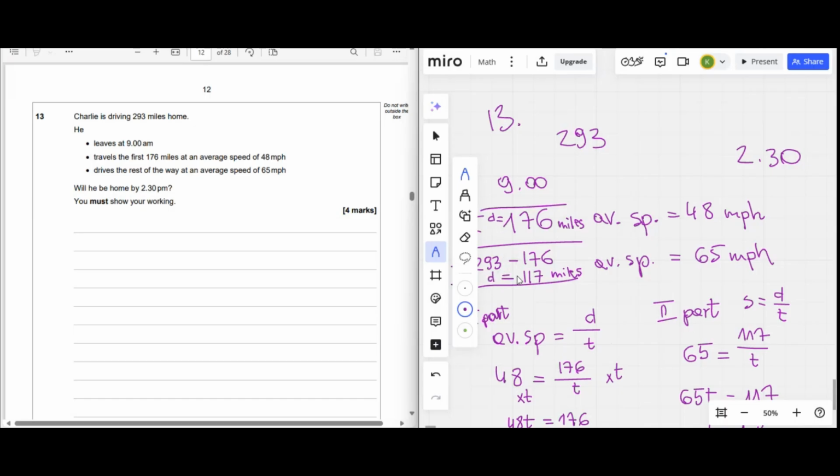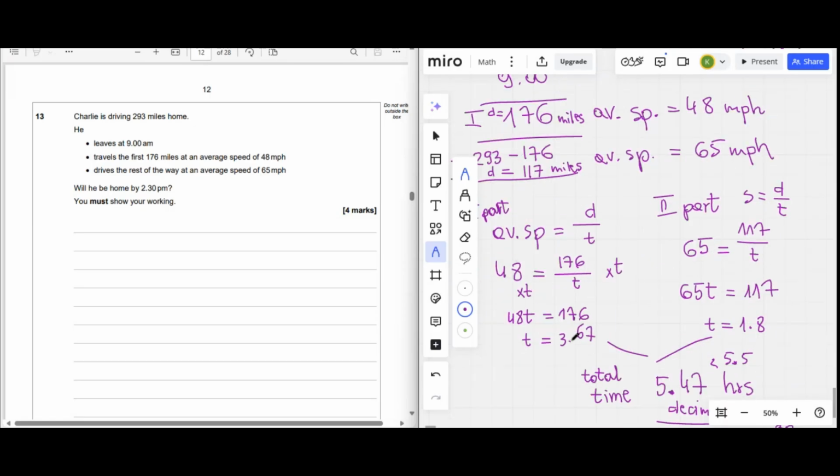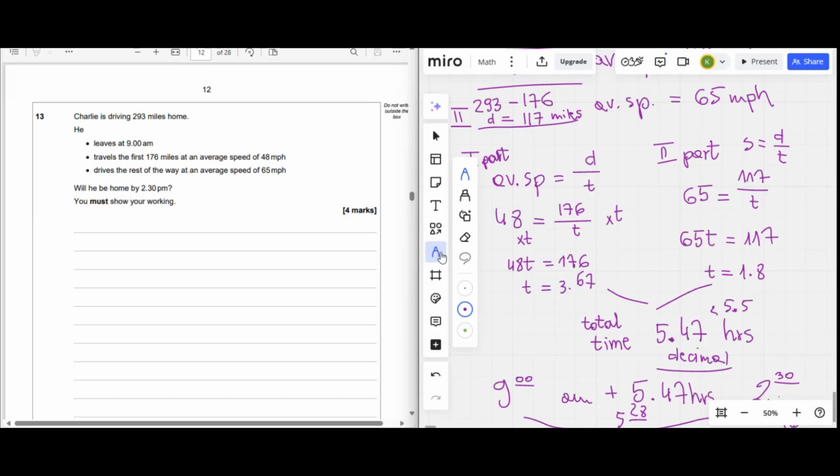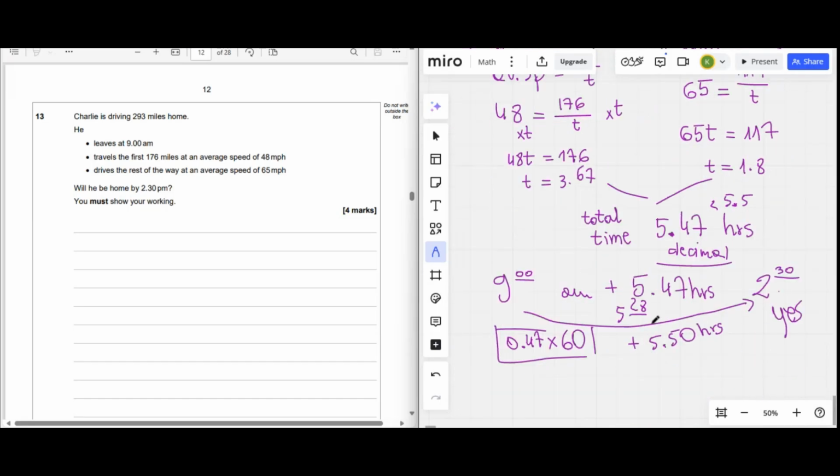So this was our distance, this was our average speed or just speed, and then time was unknown, a variable to find, and then find the total time by adding them and then change the decimal to minutes, or just realize that this is less than 5.5 hours. Okay? Okay. Lovely.